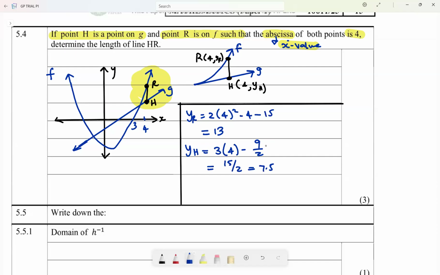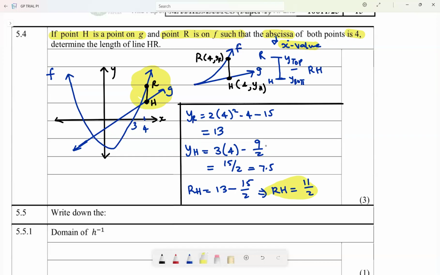So the distance between this one and this one, remember for a vertical distance, I need y top minus y bottom. This is going to give me the distance. If this is r and h, so this is going to give me the distance hr. So distance hr is going to be equal to what? The top one, it is this one, minus 7.5. Let me just say 15 divided by 2, and then it's going to be 13 minus that. It's going to just give me 11 divided by 2. So RH or HR is equal to 11 divided by 2.